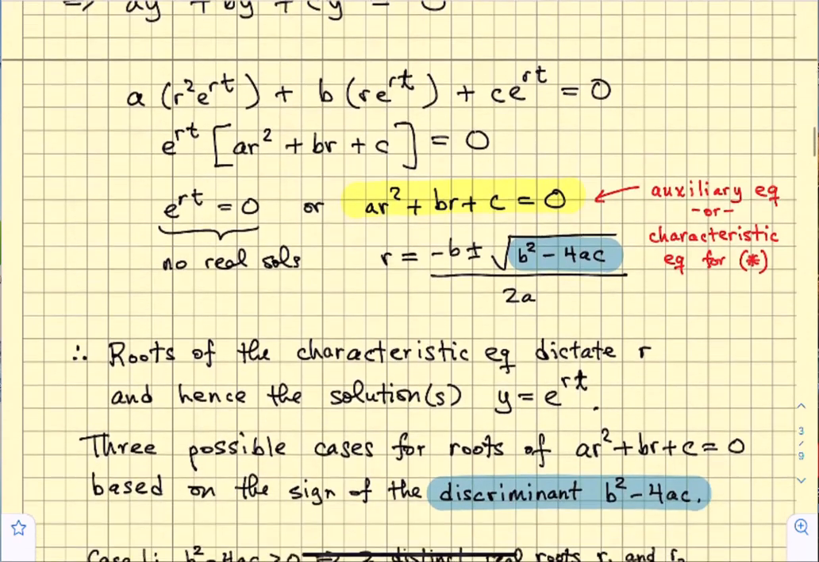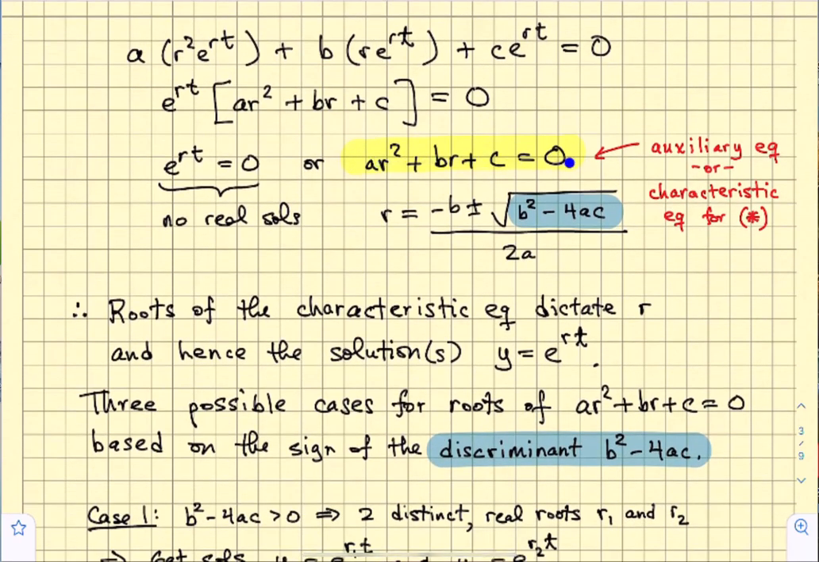And so notice that the roots of the characteristic equation determine the values of r, and this is just a standard quadratic equation. Once we know the values of r, then we'll have our solutions that are of the form y equals e to the rt.